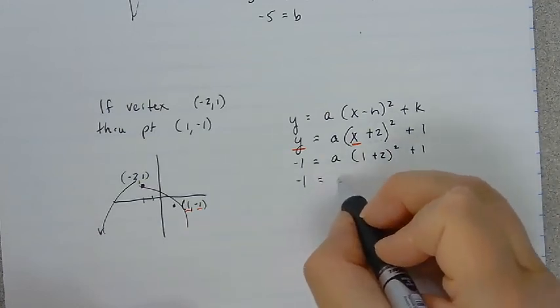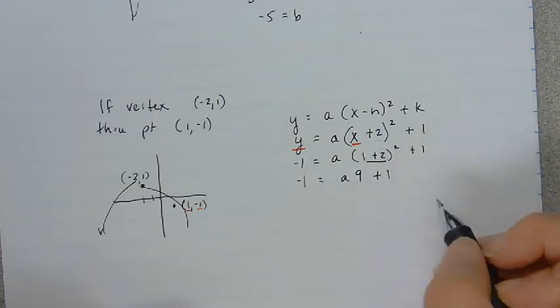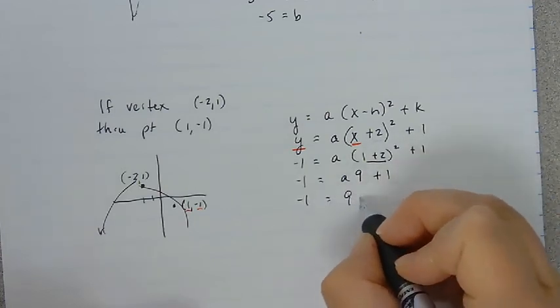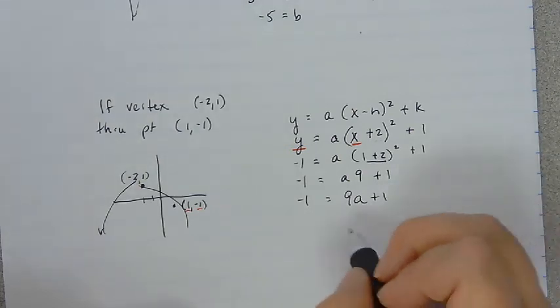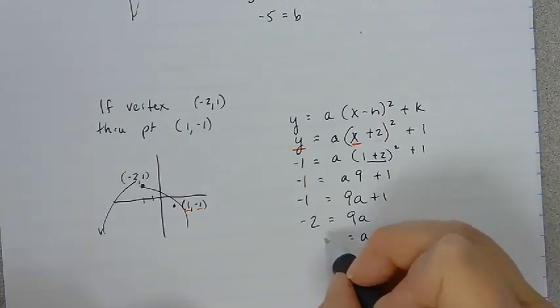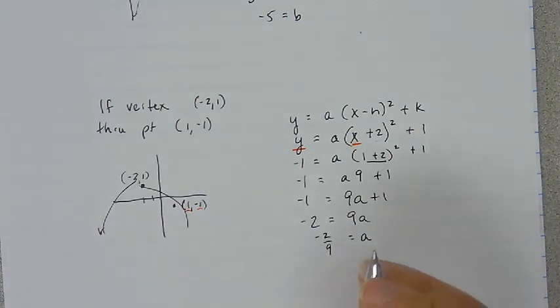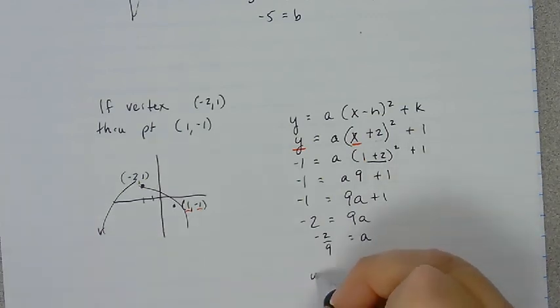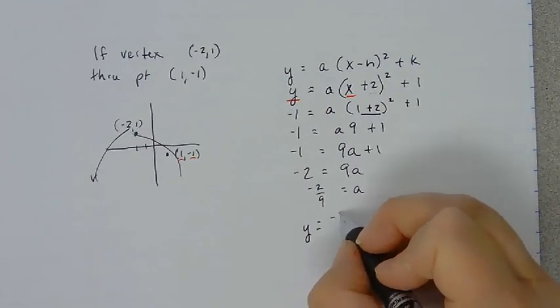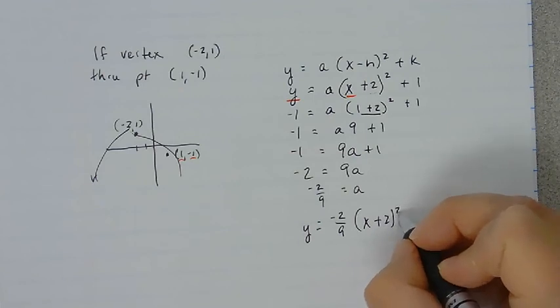I have -1 equals a times this is 3 squared, so that's 9. So I have -1 equals 9a plus 1. Subtract 1 from both sides, and then divide by 9. So that means that this thing is wide and upside down. So I know my value of a, I can plug that in for a. So it'll be y equals -2/9 times x plus 2 squared plus 1.